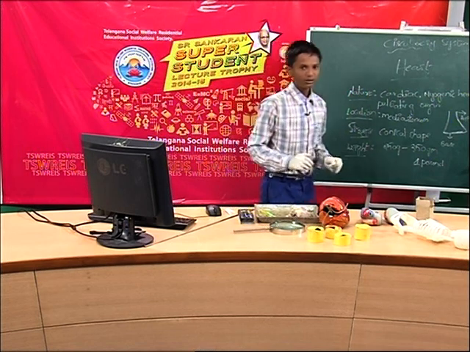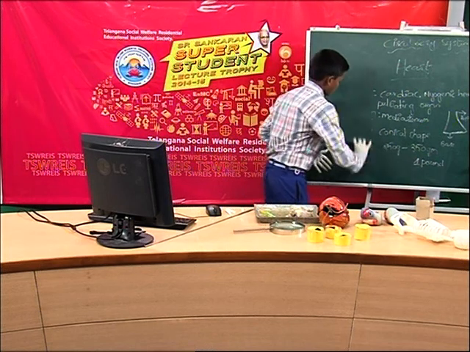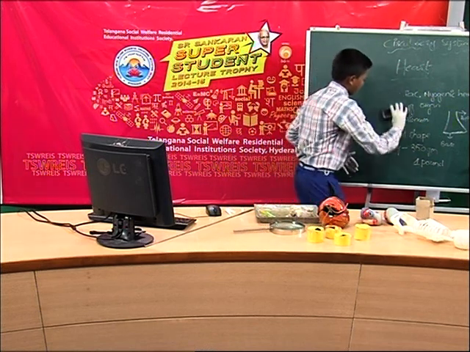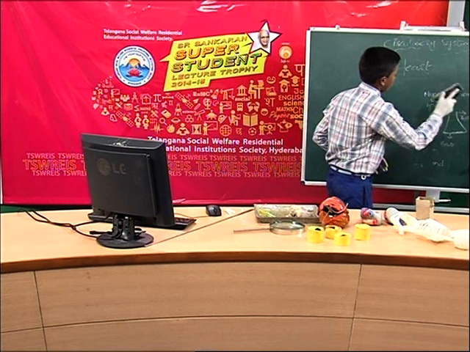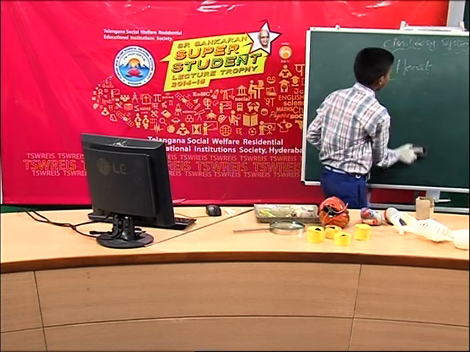So Tswreis, now the heart is divided into two. So now we learn about the external structure of the heart.